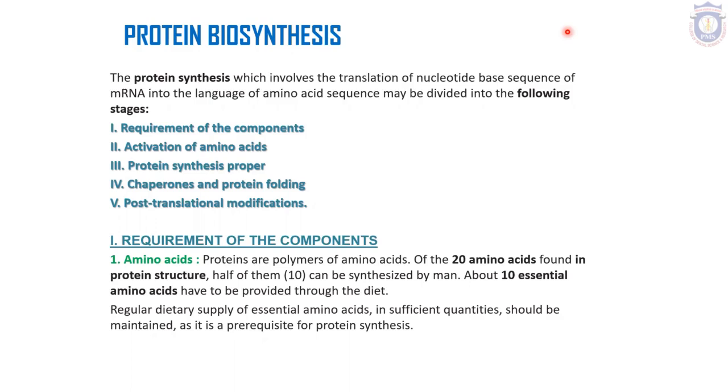First one, amino acids. Proteins are polymers of amino acids. Of the 20 amino acids found in protein structure, half of them, about 10, can be synthesized by man. About 10 essential amino acids have to be provided through the diet. A regular dietary supply of essential amino acids in sufficient quantities should be maintained, as it is a prerequisite for protein synthesis.